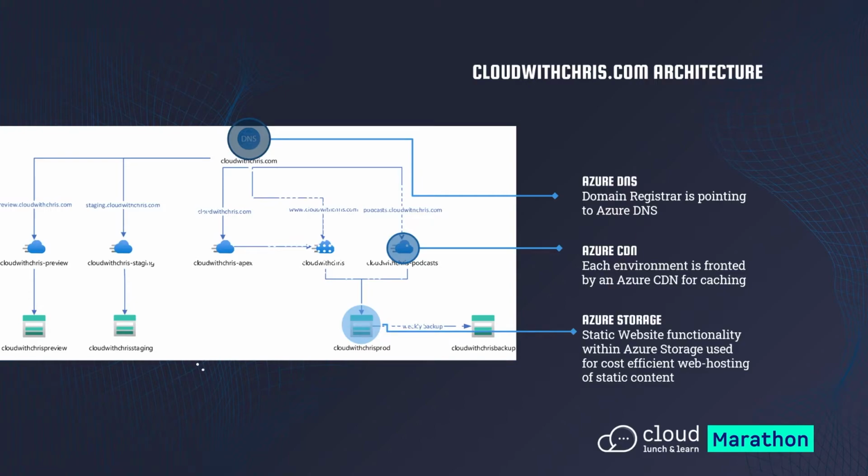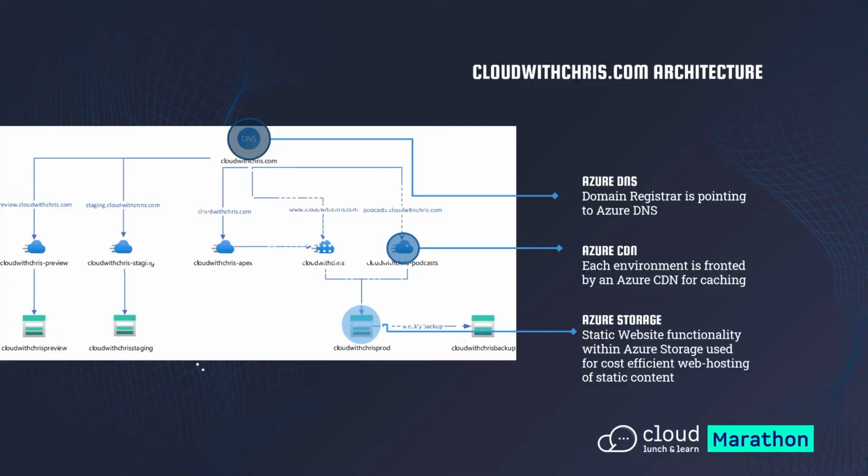So let's go ahead and take a look at the Cloudwithkris.com architecture. Overall, there's 3 types of components that I use. I use Azure DNS to manage my DNS records, so my www, my podcasts, my staging, and my preview subdomains.